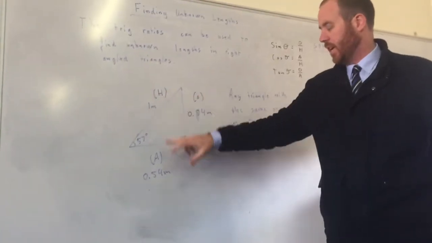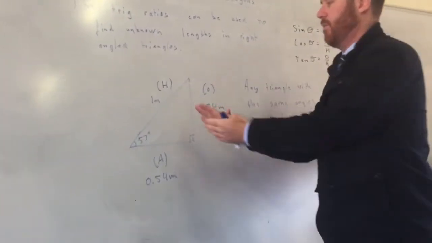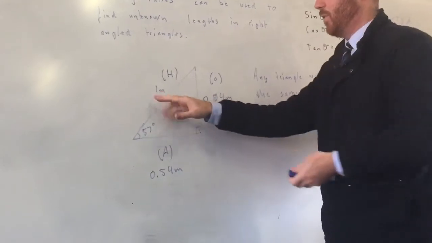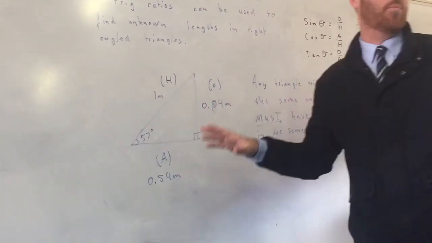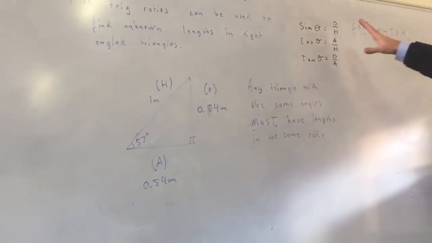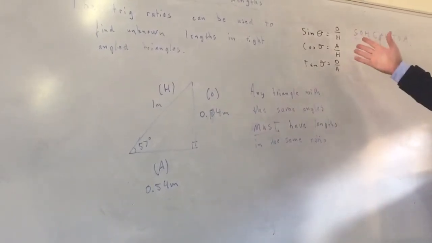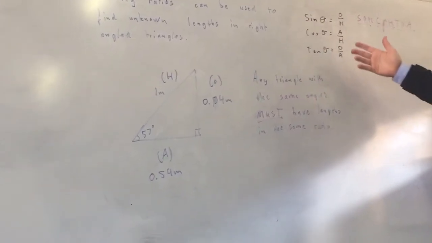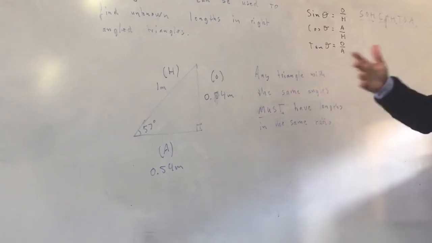The ratios between the lengths of any triangle could be made bigger or smaller, but the ratio between these lengths will always stay the same. That's the whole point of these. And we can use these: if we know an angle and one of the lengths, that gives an indication of the size, then we can use that to work out what the unknown lengths would be.